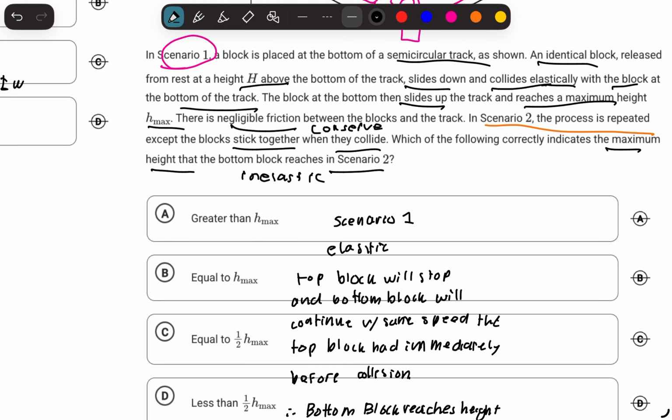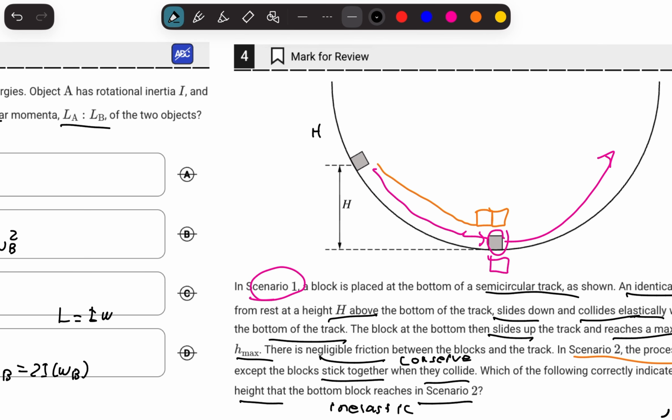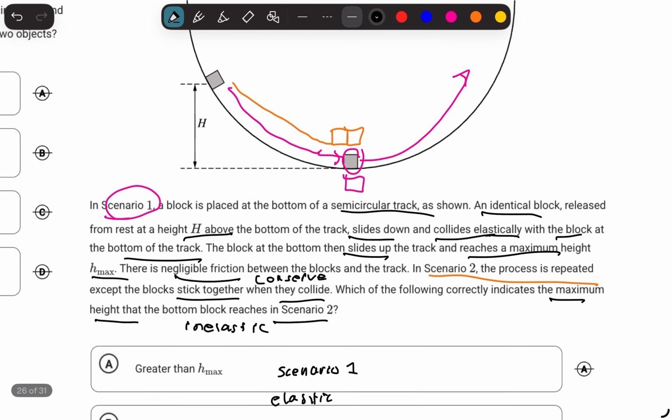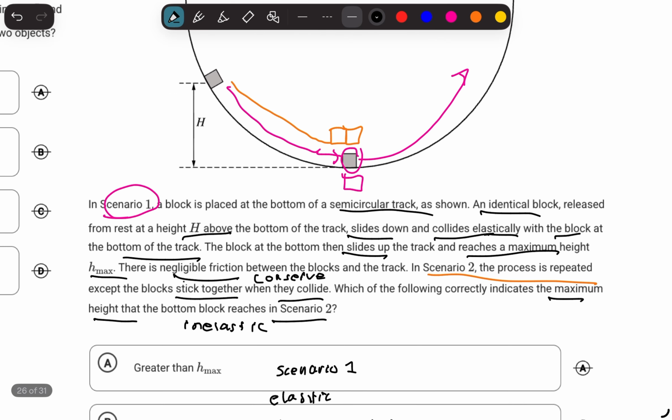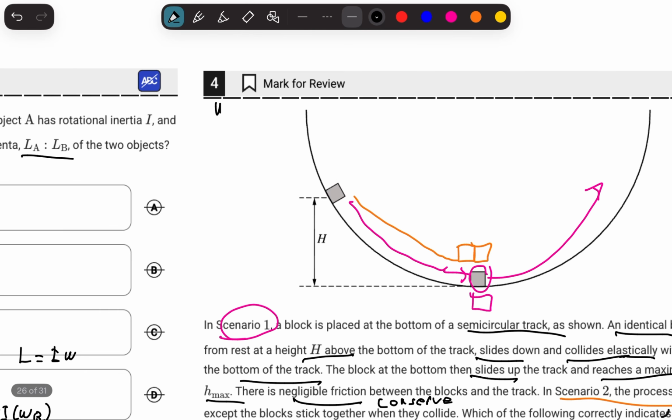So we're going to have to list out everything we have. If the block starts from a height of h, we have gravitational potential energy at the top. It's going to become kinetic energy at the bottom. We have no mention of friction here, negligible friction, which is the absence of it. So you can just say UG is equal to kinetic energy.